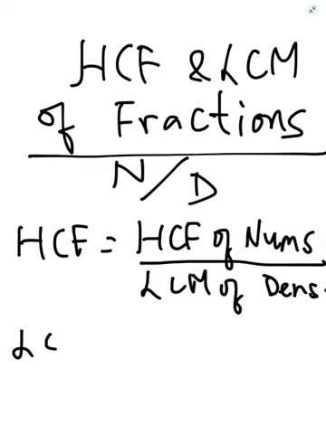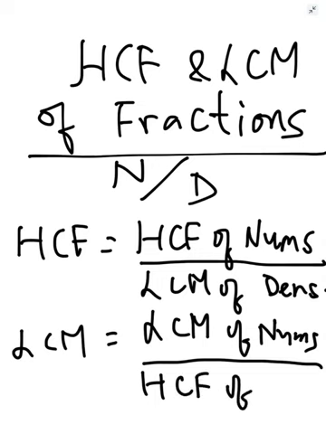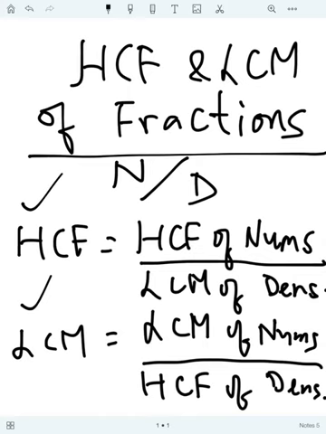Similarly, the LCM of fractions will be LCM of numerators divided by HCF of denominators. Now you can see the difference. For the LCM of fractions, first you have to find the LCM of numerators, then divide by the HCF of denominators. So both of these are important formulas for finding HCF and LCM of fractions.